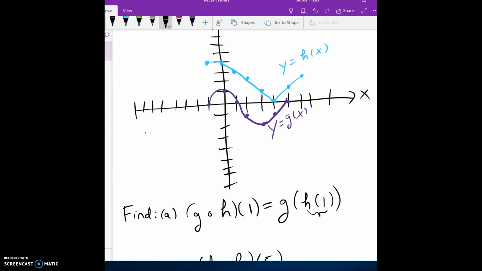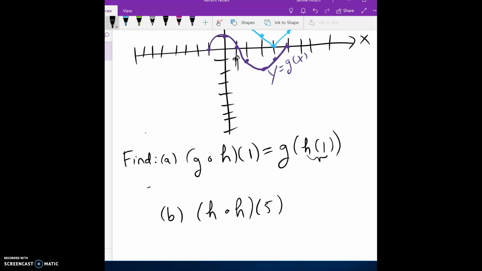I'm going to go to 1 on my x-axis and go to my h function. So here's 1 on my x-axis, and my h function is right here, my blue function. We want to figure out what the y value is when our x value is 1. So our y value here is 1, 2, 3. So we know that h of 1 is equal to 3. That means anytime I see h of 1, I can replace it with 3, so g of h of 1 is the same thing as saying g of 3.